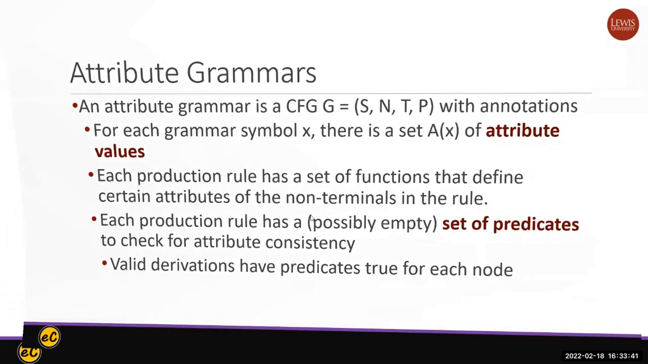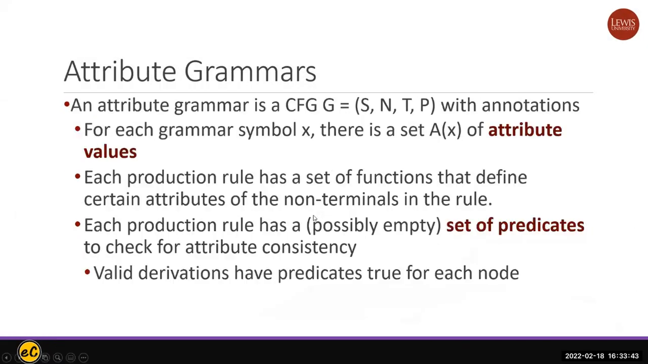Each production rule has a set of functions that define certain attributes of the non-terminals in the rule. Each production rule has a set of predicates to check the attributes' consistency. A valid derivation has predicates true for each node.